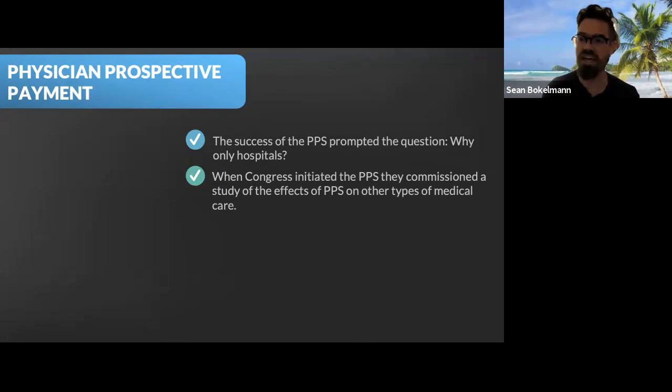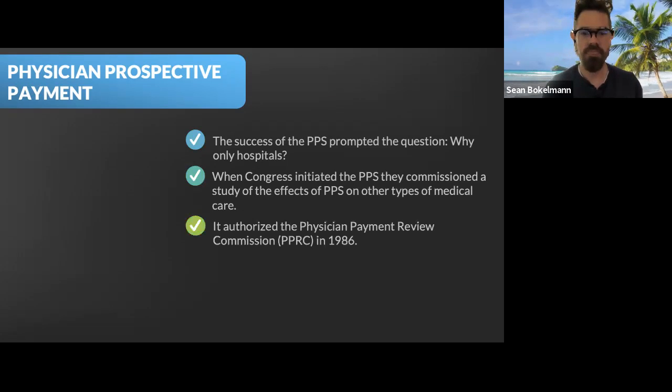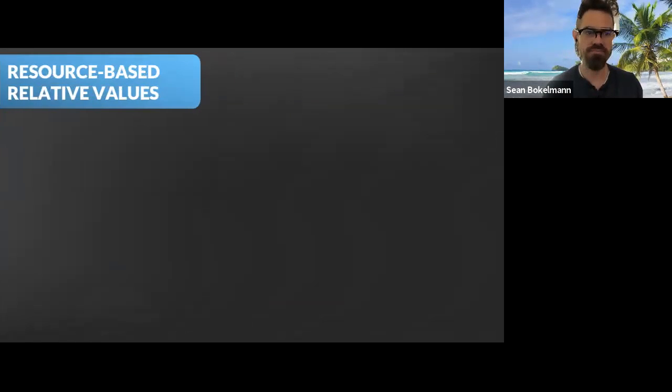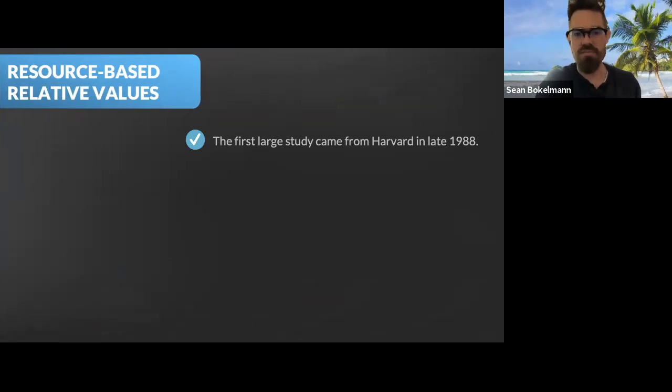And in fact, Congress already had this idea in mind when they created the PPS initially. They decided to commission a study on the effects of other types of medical care. And this was called the Physician Payment Review Commission. And it was charged with providing recommendations about how to perhaps alter physician pay to try to achieve the same results, right? Increases in efficiency and those sorts of things.